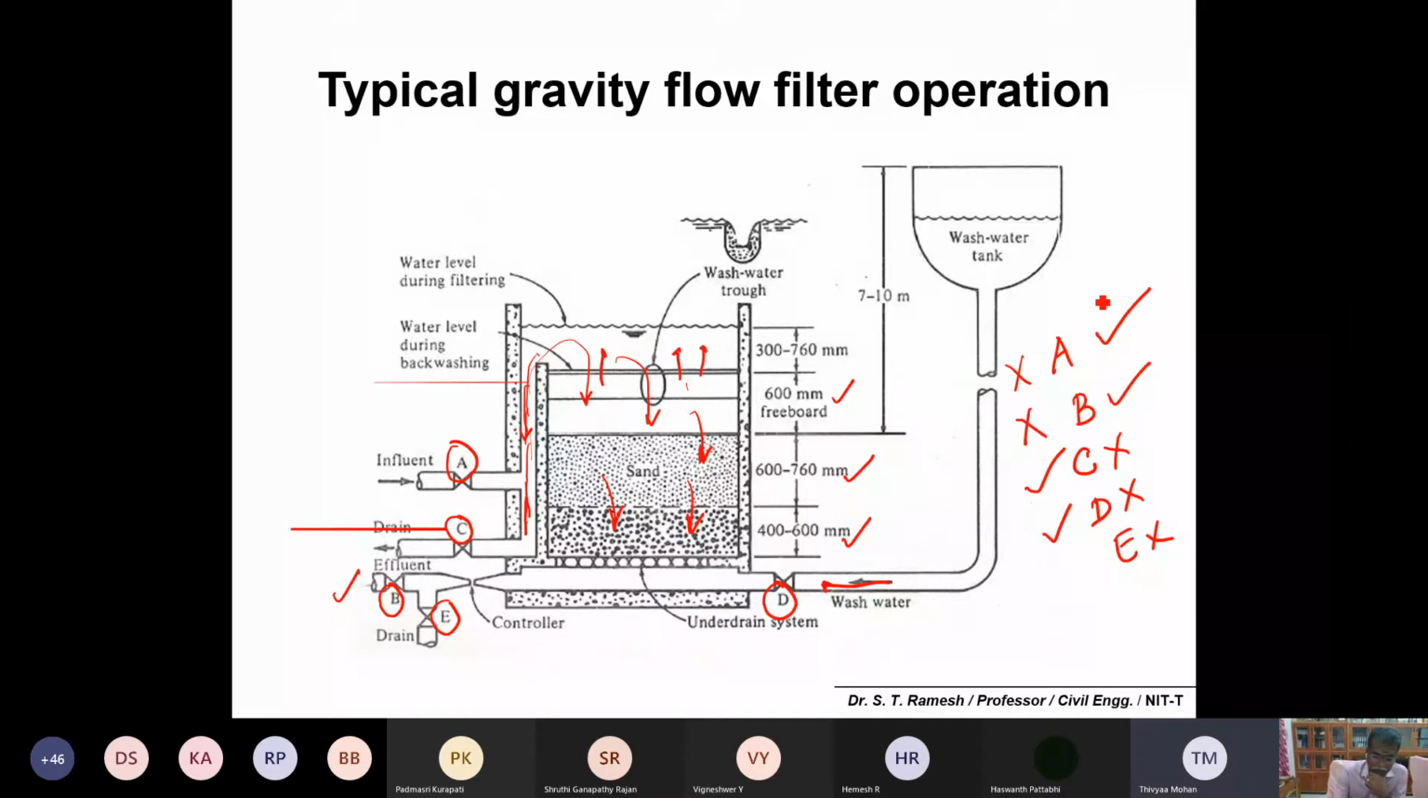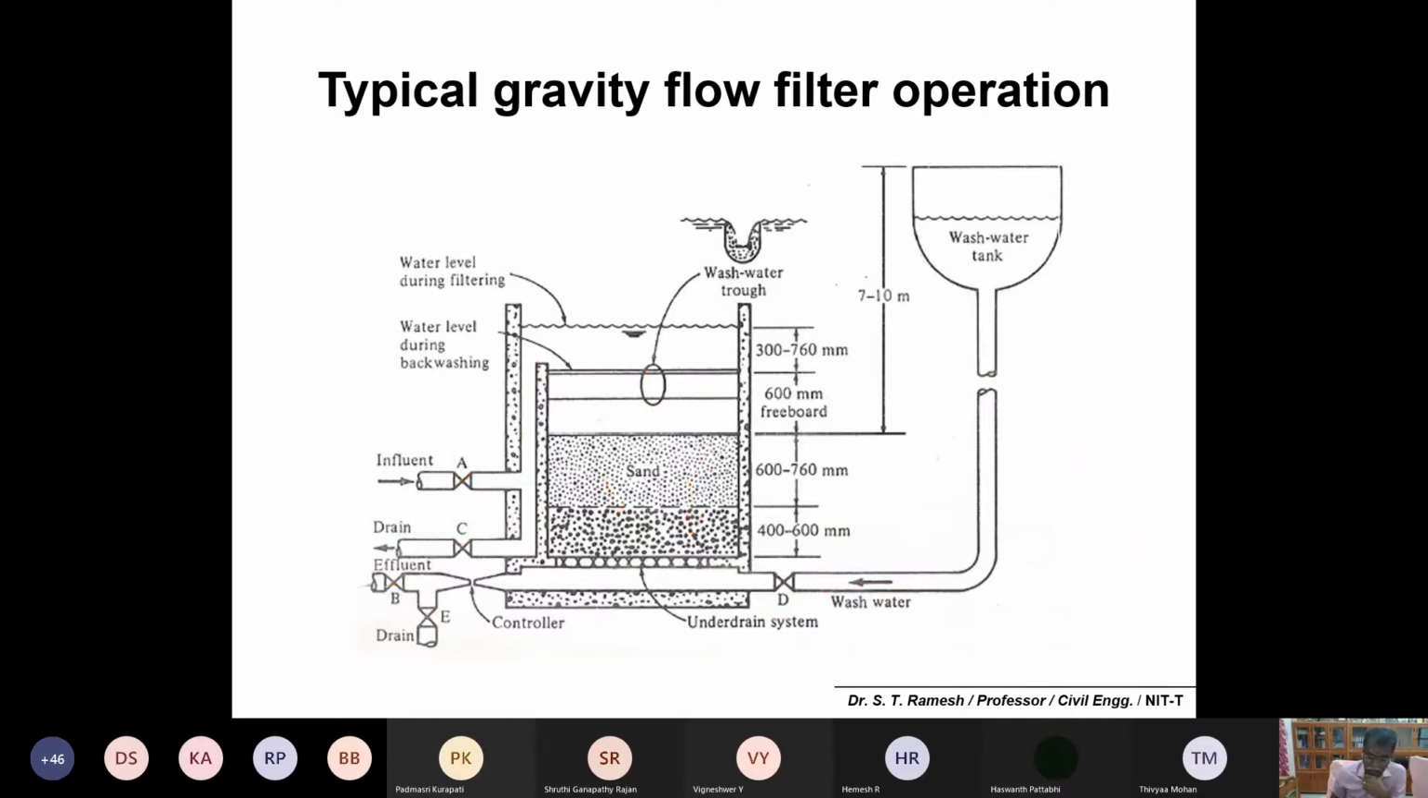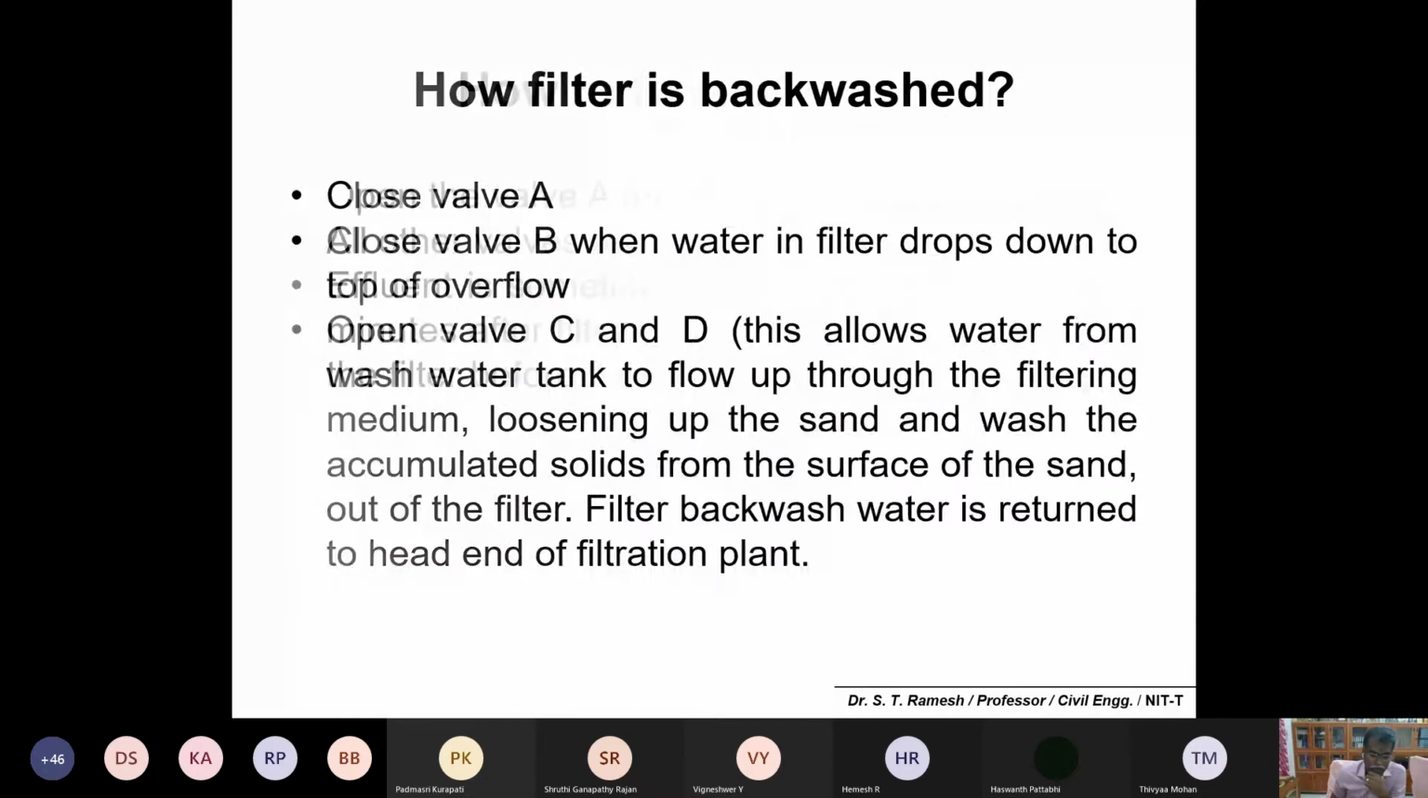Yes, sir. This side is operation, this side is cleaning. So you can understand this one. This is the flow operation, and this is how the cleaning mechanisms happen by operating these A, B, C, D, E valves.